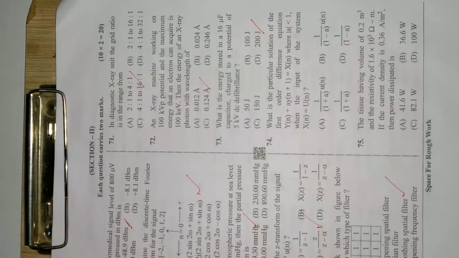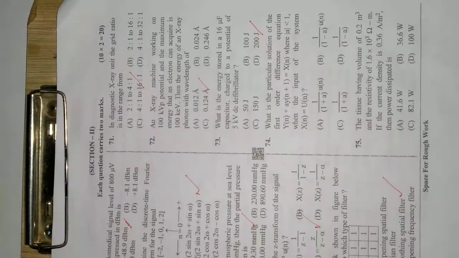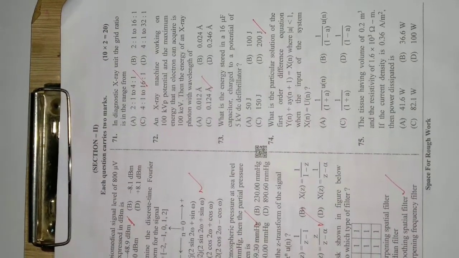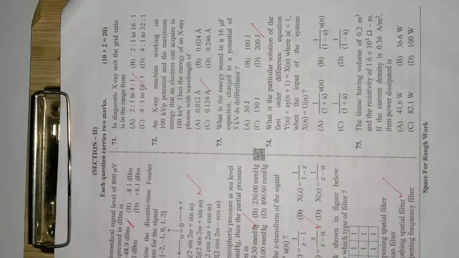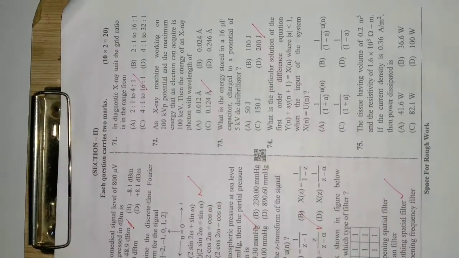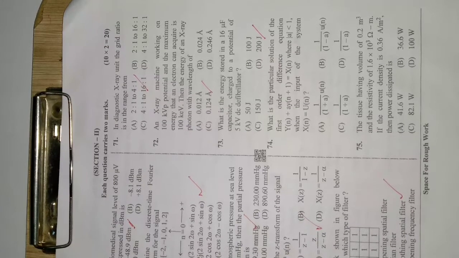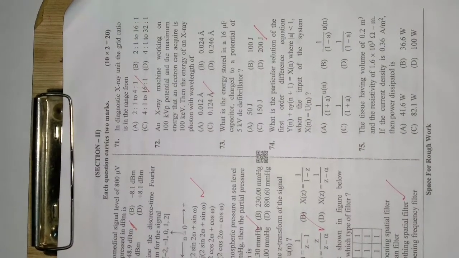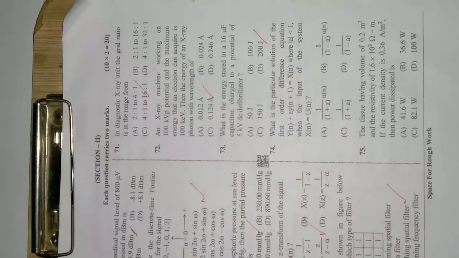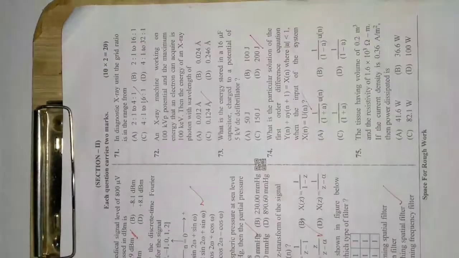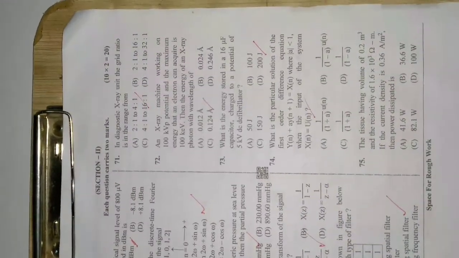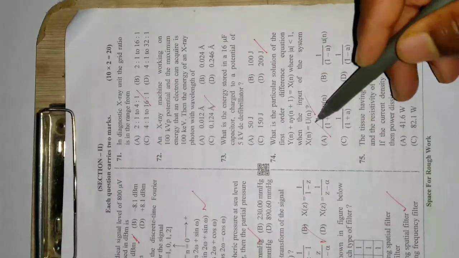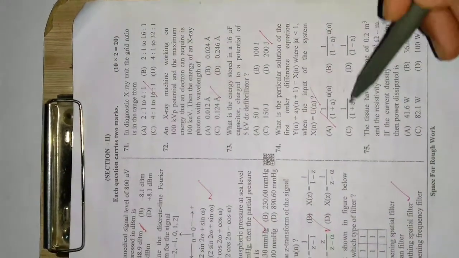Then the second last question is, what is the particular solution of the first order difference equation y of n plus a y of n plus 1 equal to x of n, where modulus of a is less than 1, and when the input of the system x of n is equal to u of n. So u of n indicates basically the unit input. So the input value is 1, and the answer for this one will be 1 divided by 1 plus a into u of n. So you can directly apply the first order formula here.